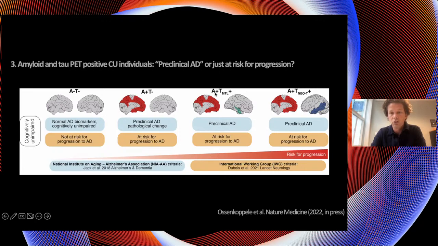And when someone has amyloid positivity and tau positivity, this individual would be considered as having preclinical Alzheimer's disease, whereas in the other criteria, it would be at risk for progression to AD. So in this study, we aim to address whether the term preclinical AD would be more justified. And I think we can provide evidence for that by showing very high rates of cognitive decline over time, or whether they're just at risk for progression.